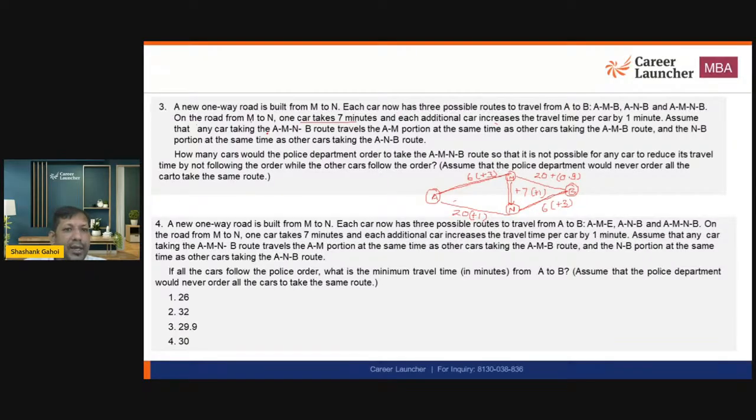Assume that any car taking the A and B route takes the AM portion in the same time as the other A and B routes, and the NB portion takes the same time as the cars taking A and B. So basically, now what is the question saying?